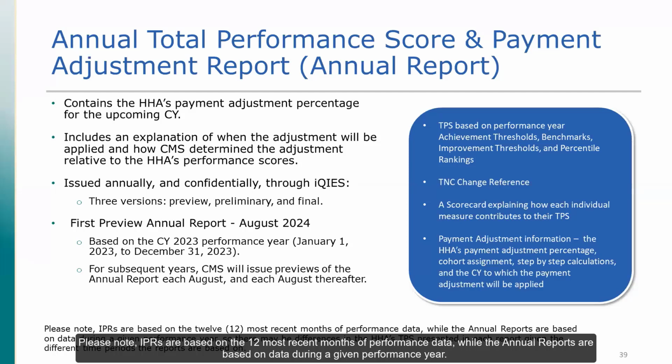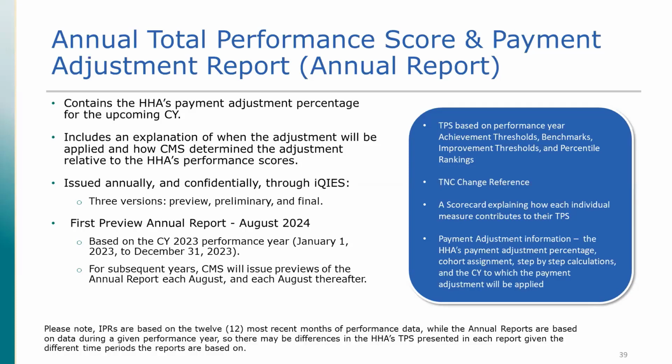Please note, IPRs are based on the 12 most recent months of performance data, while the annual reports are based on data during a given performance year. So there may be differences in the agency's total performance score presented in each report, given the different time periods the reports are based on.